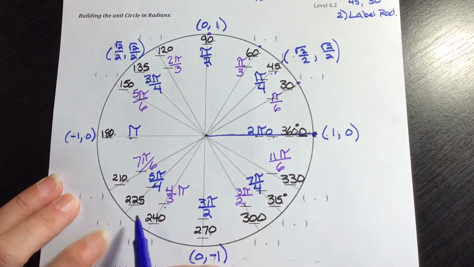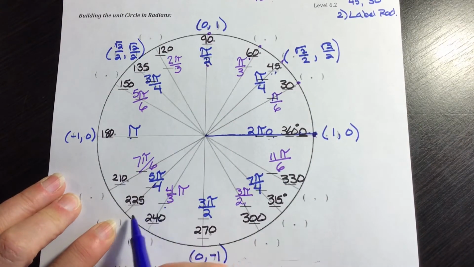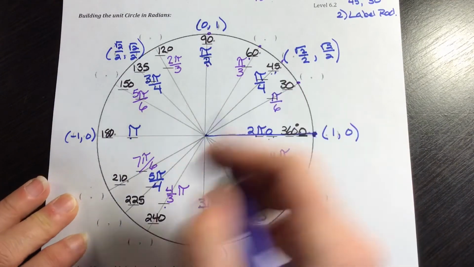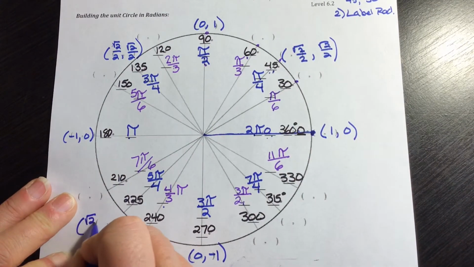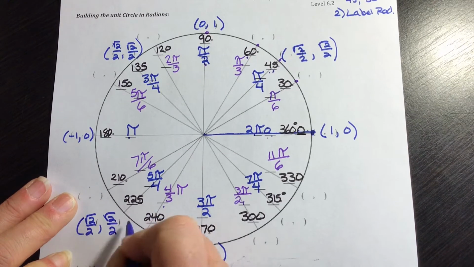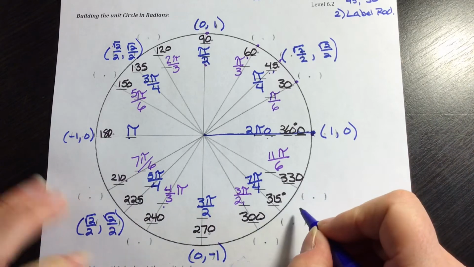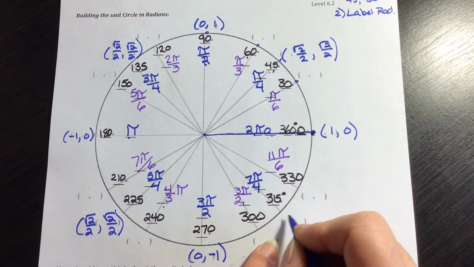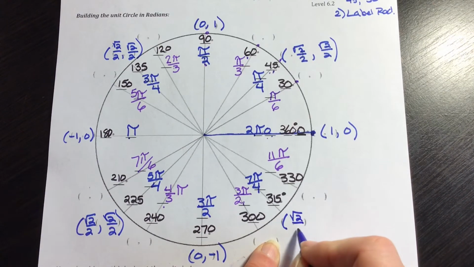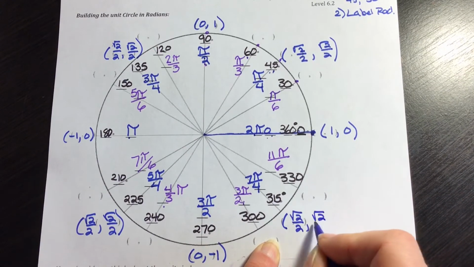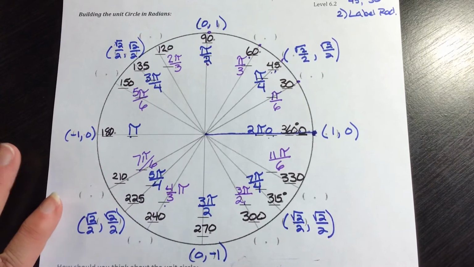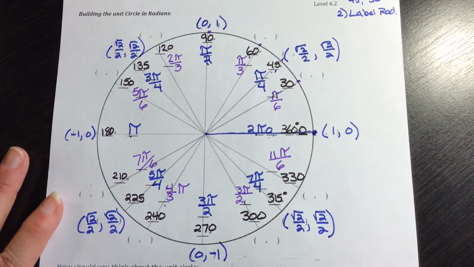Down here, 225 is a multiple of 45 degrees, so this is also going to have square root of 2 over 2 and square root of 2 over 2. Over here in the fourth quadrant, I'm going to have the 315 degree angle, square root of 2 over 2, square root of 2 over 2. Again, we'll adjust the signs in a little bit.